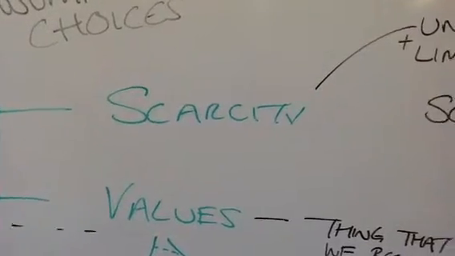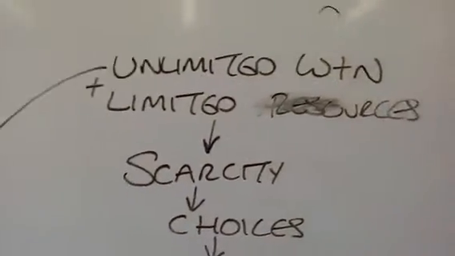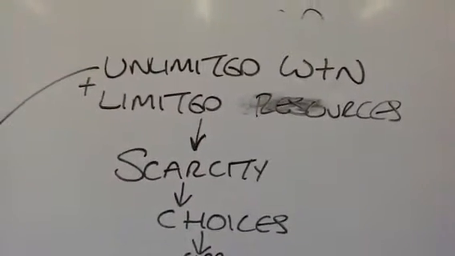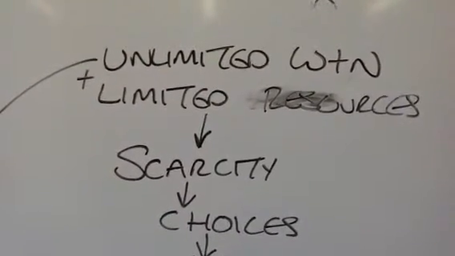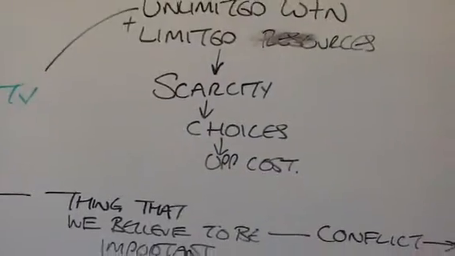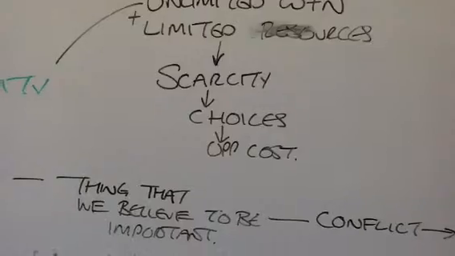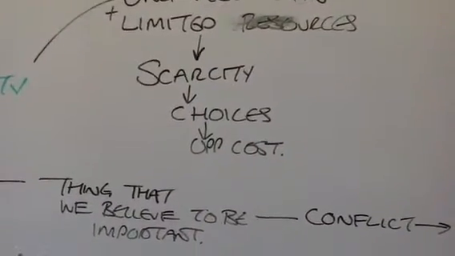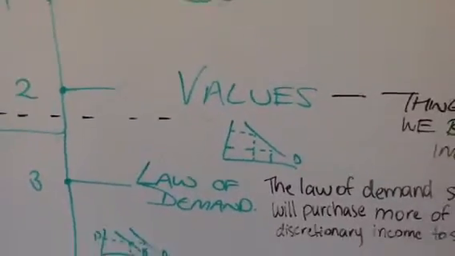And in scarcity, you have to revise everything we did about unlimited wants and limited resources. Because you have unlimited wants and needs, but only limited resources, that leads to scarcity. And scarcity means you have to make choices, and for every choice, there's an opportunity cost. That will probably be the first part of one question in your paper. Then there will probably be a question about values.